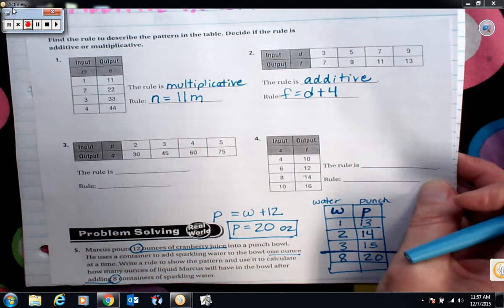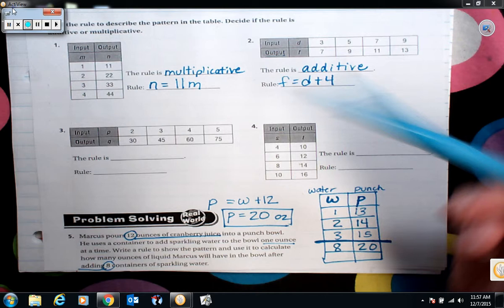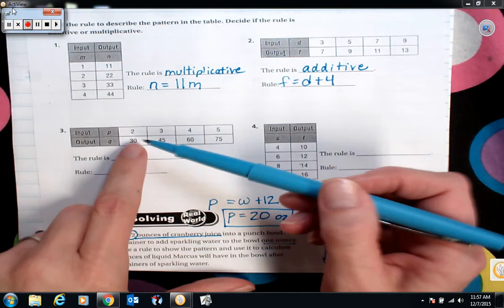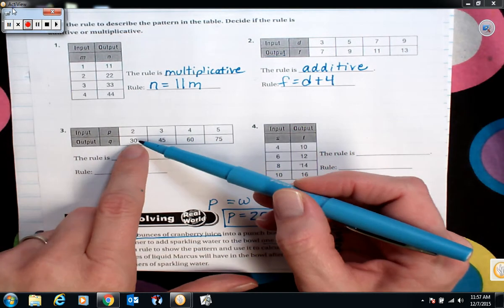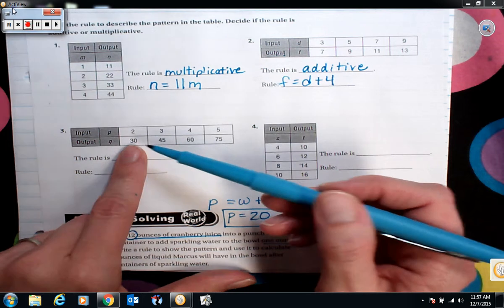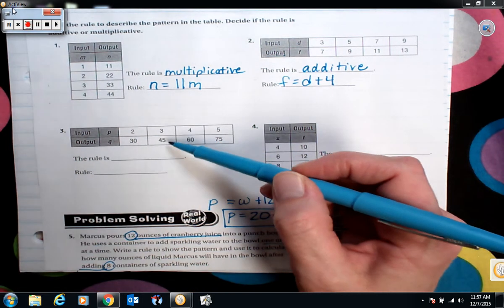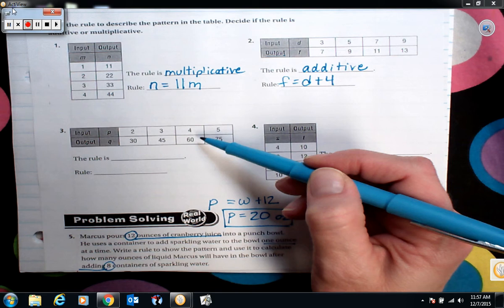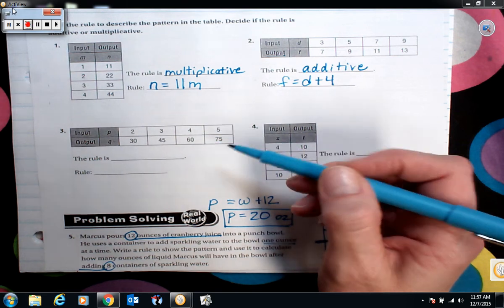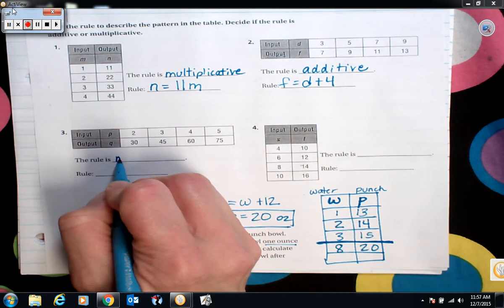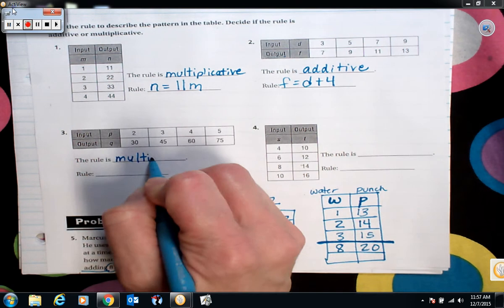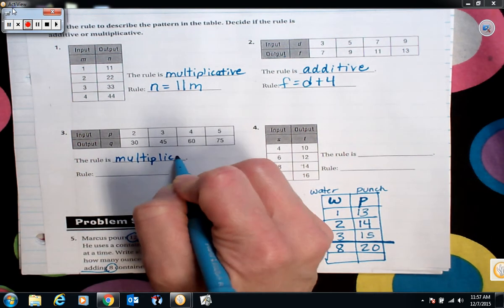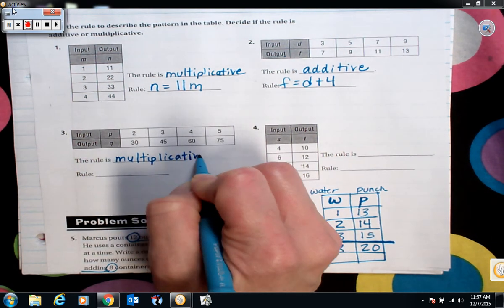And let's look at number 3. Number 3, I can take the input 2, multiply by 15 to get 30, or I can add 28 to get 30. 3 times 15 is 45, 4 times 15 is 60, so it looks like I have a multiplicative pattern here because I'm using multiplication to continue the pattern.